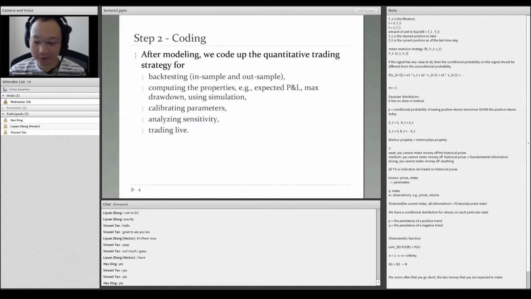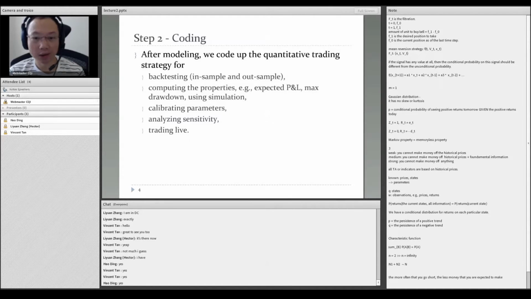But for quantitative trading, as we discussed yesterday, after step one, the modeling step, in step two we need to code up the quantitative trading strategies. And the source code is used in multiple places. For example, it's used in in-sample and out-of-sample backtesting. We discussed this: historical P&L is not an indicator for deciding whether to trade a strategy or not. We want some indication about the future performance.